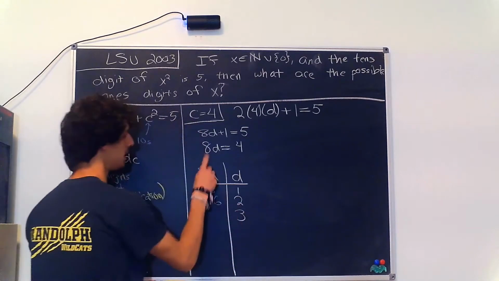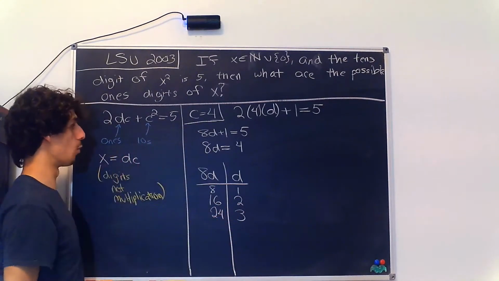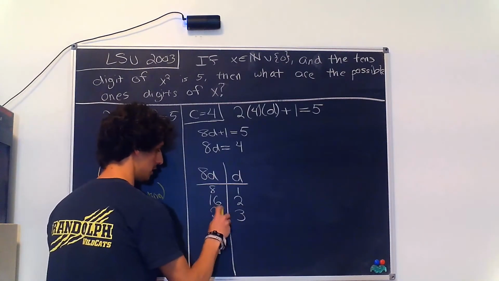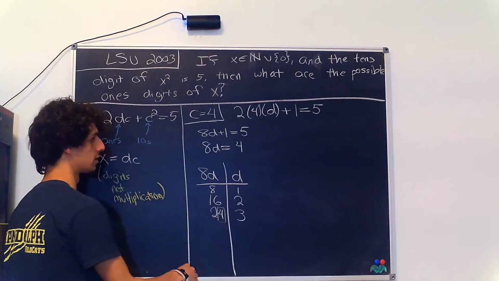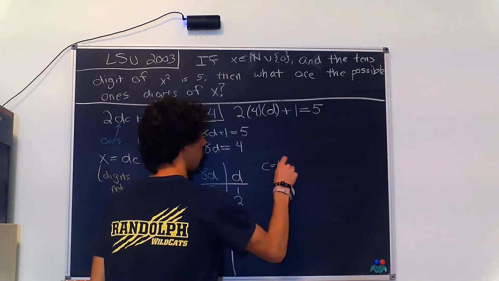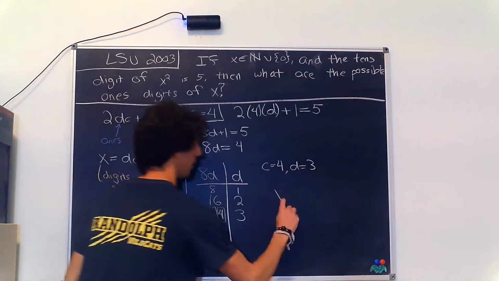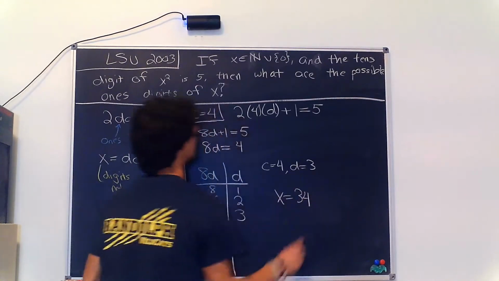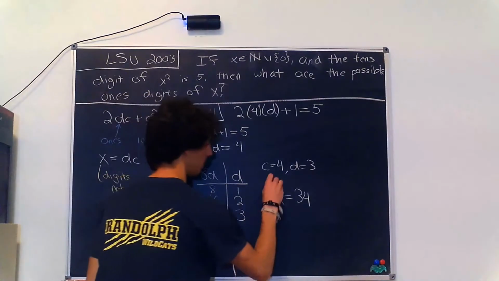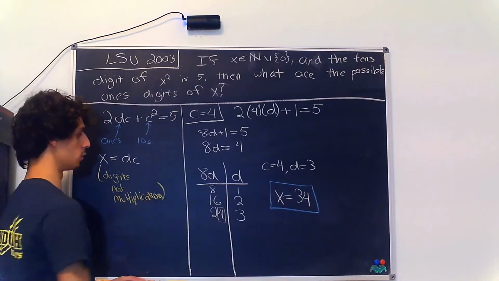3 times 8 is 24, and that does work because we are looking at this ones digit here only. And so this works because our ones digit is equal to 4 in this case, which is what we're looking for here. So if c equals 4, then d equals 3, and we have our number x equals 34. So that's one possibility. But let's keep going because we could get more possibilities with this c equals 4 case.